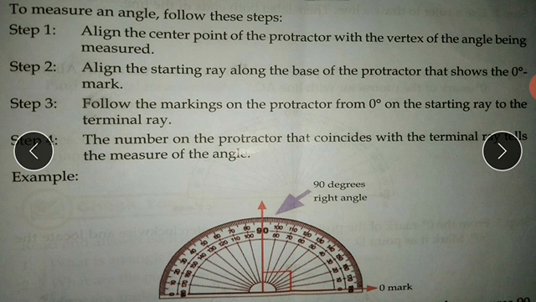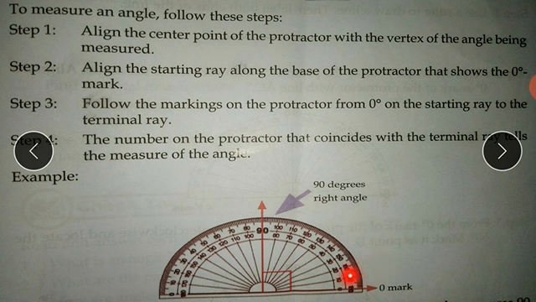Next, align the starting ray. This one is the starting ray, the zero mark. Align the starting ray along the base of the protractor. The base of the protractor is at 0, so you have to align the starting ray at 0 degrees.